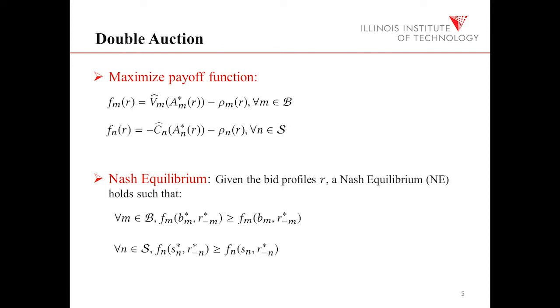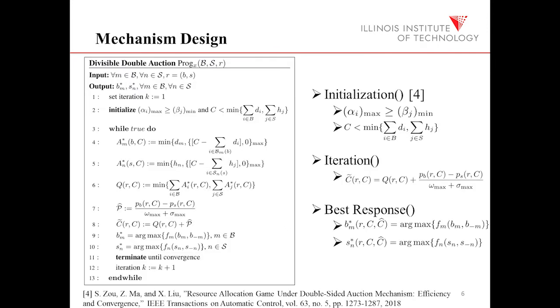We denote the payoff functions for buyer M and seller N separately based on the VCG mechanism. That is, the payoff function is the valuation function or cost function minus the transfer payment. Valuation function and cost functions can be different. It depends on the real-world application. More details can be found in the paper.